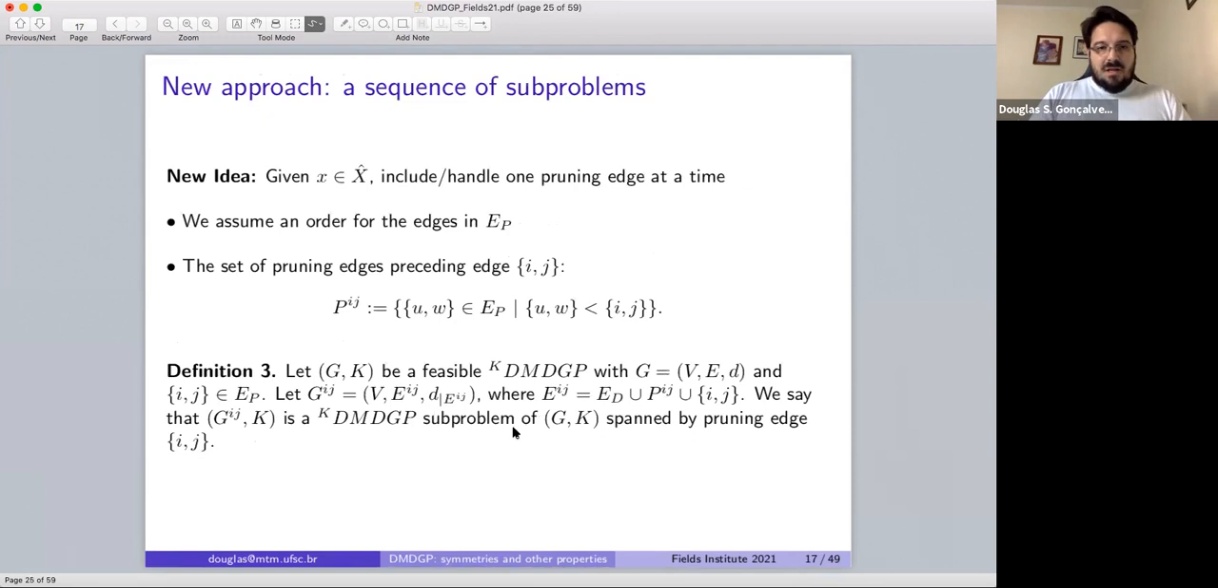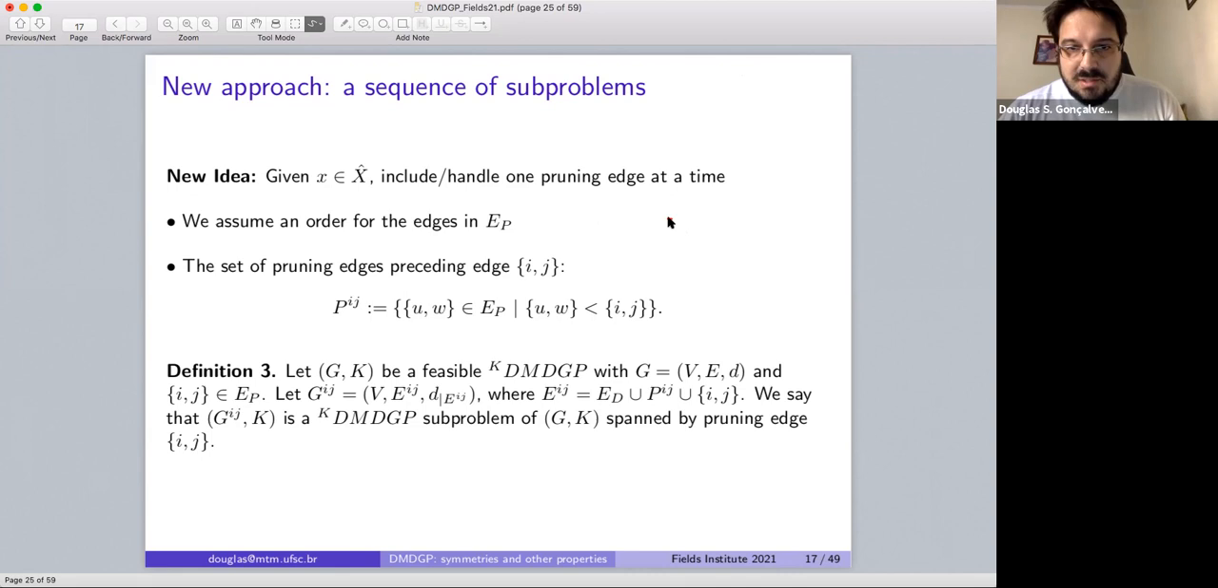And so we came up recently, not recently, we started the discussion, I think, last year, a year and a half ago. And then we realized the following: in fact, we can tackle the discretizable molecular geometry problem by solving a sequence of subproblems in the following way. First, we start with a possible realization. And then we define an arbitrary order for the pruning edges. And we will consider one pruning edge at a time. So first we solve. So let me just write down the idea here.